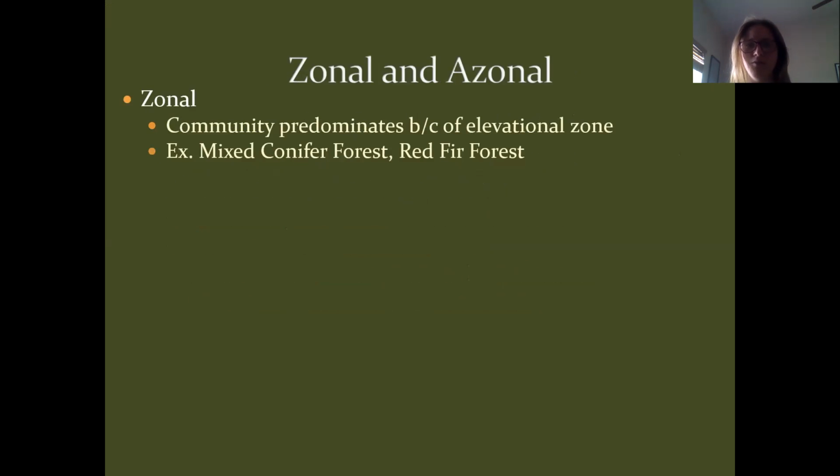So that brings me to kind of the last concept I want to bring up here, which is the difference between a zonal and an azonal community. So a zonal community is a community that predominates within an elevational zone, like the mixed conifer forest dominating within the areas of about 3,000 to 4,000 feet in the northern Sierra, or the red fir forest dominating in areas of like 5,000 to 6,000 feet within the northern Sierra. And that's because, again, the temperature and moisture regimes in that elevation cause a competitive advantage for the particular species that are in that forest type.